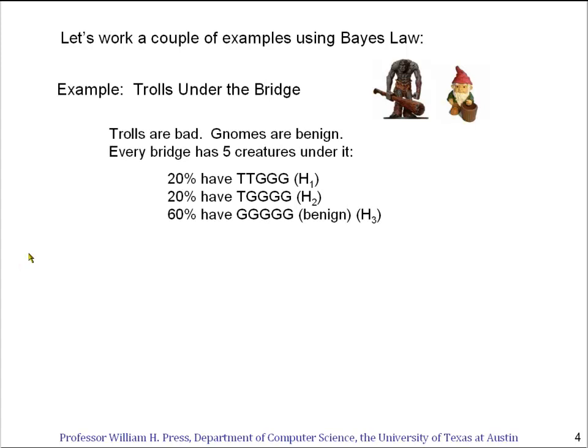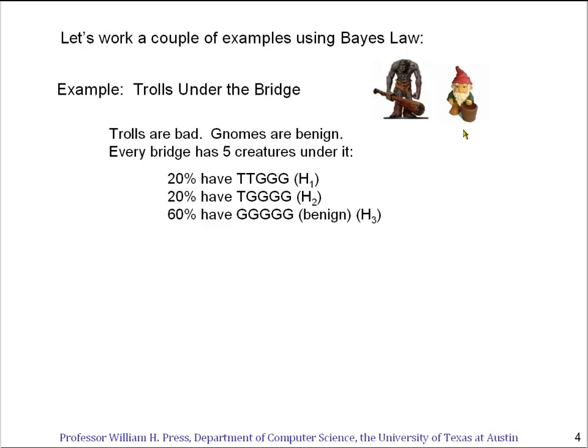It turns out that there are bridges, and there are trolls, and they're bad. There's a picture of one. And there are gnomes. Here's a picture of another one. And the gnomes are at least benign. I don't know if they're good or not, but they're benign. Now, the rule is that every bridge has exactly 5 creatures under it.